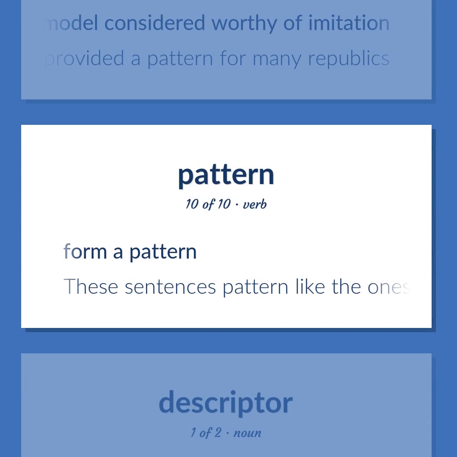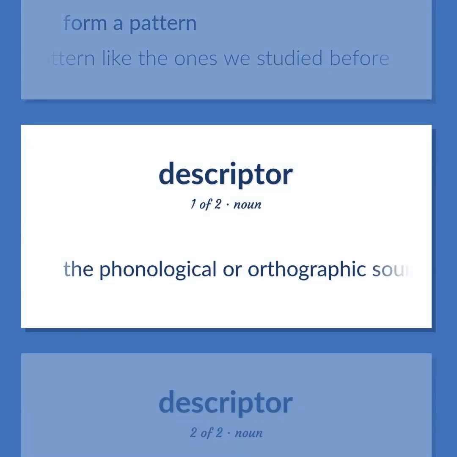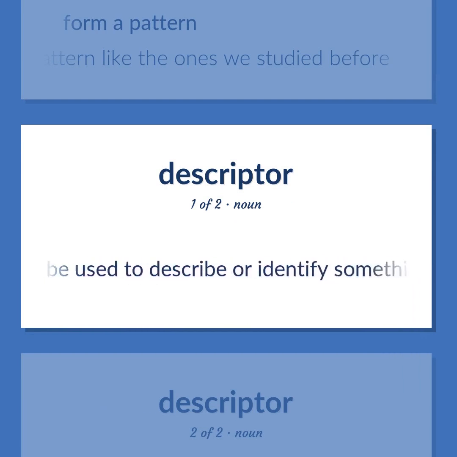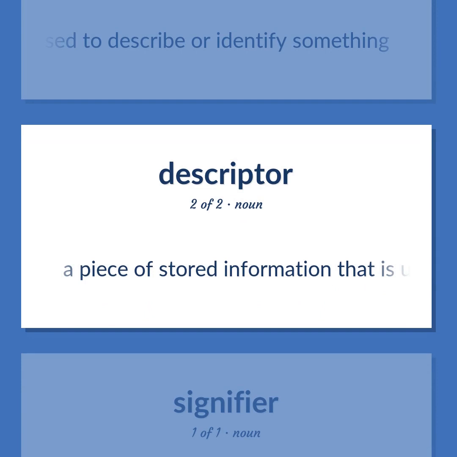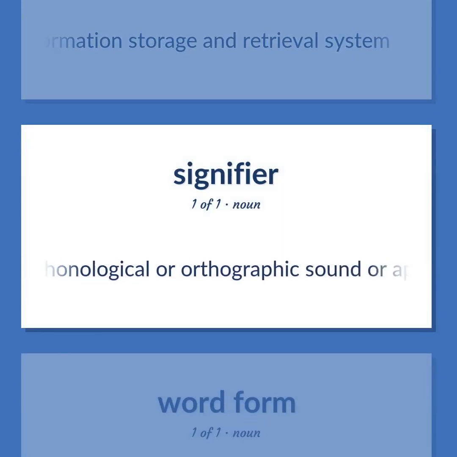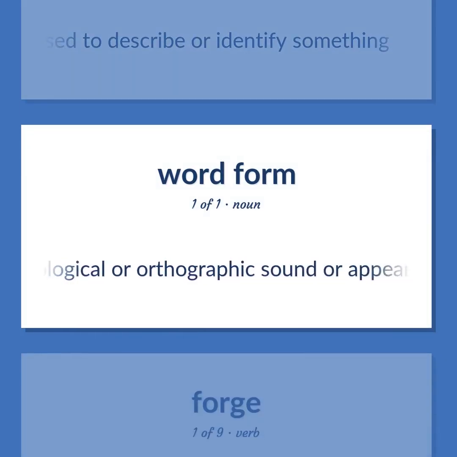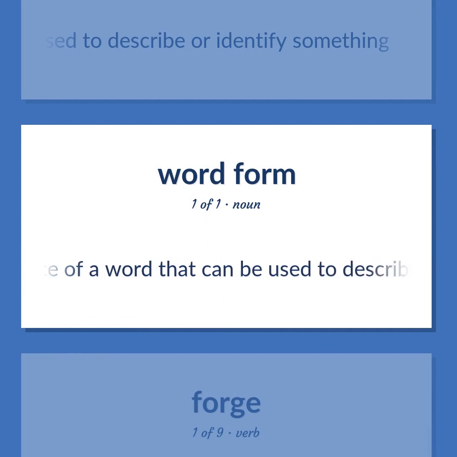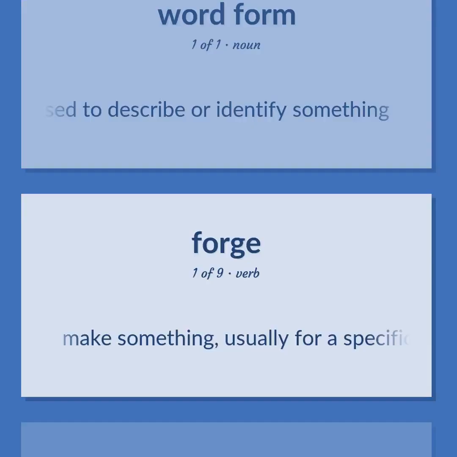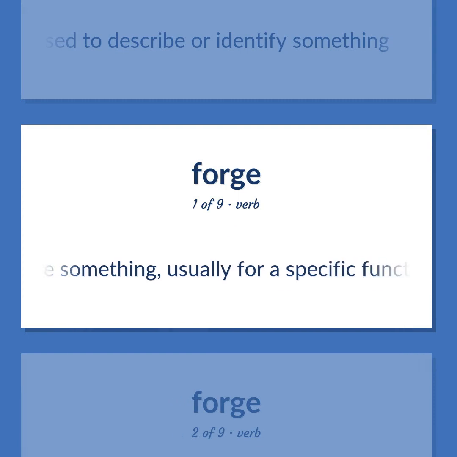Form a pattern. These sentences pattern like the ones we studied before. The phonological or orthographic sound or appearance of a word that can be used to describe or identify something. A piece of stored information that is used to identify an item in an information storage and retrieval system. Make something, usually for a specific function.